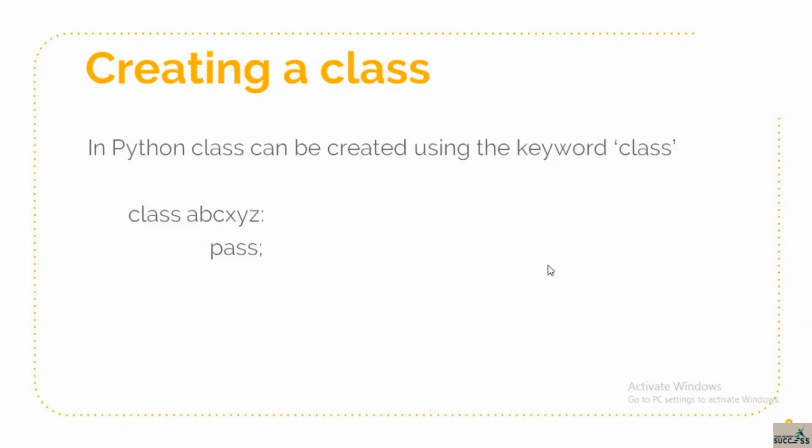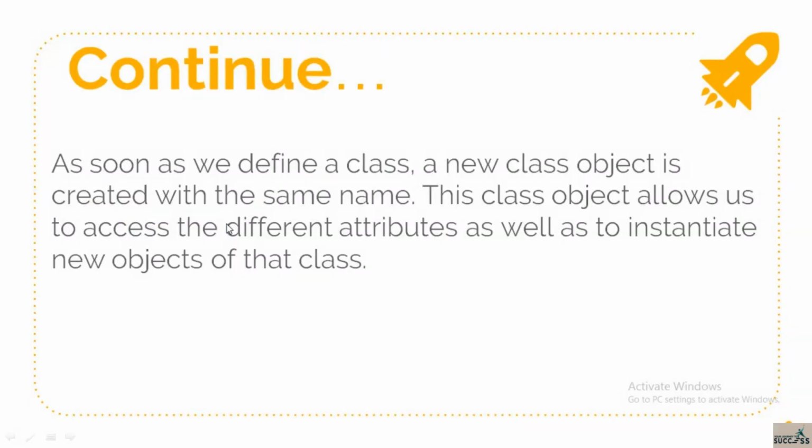In Python, we can create a class using the keyword class. So we type the keyword class and then we can name our class anything we want. As soon as we define a class, a new class object is created with the same name. This class object will allow us to access different attributes as well as to instantiate new objects of that class.